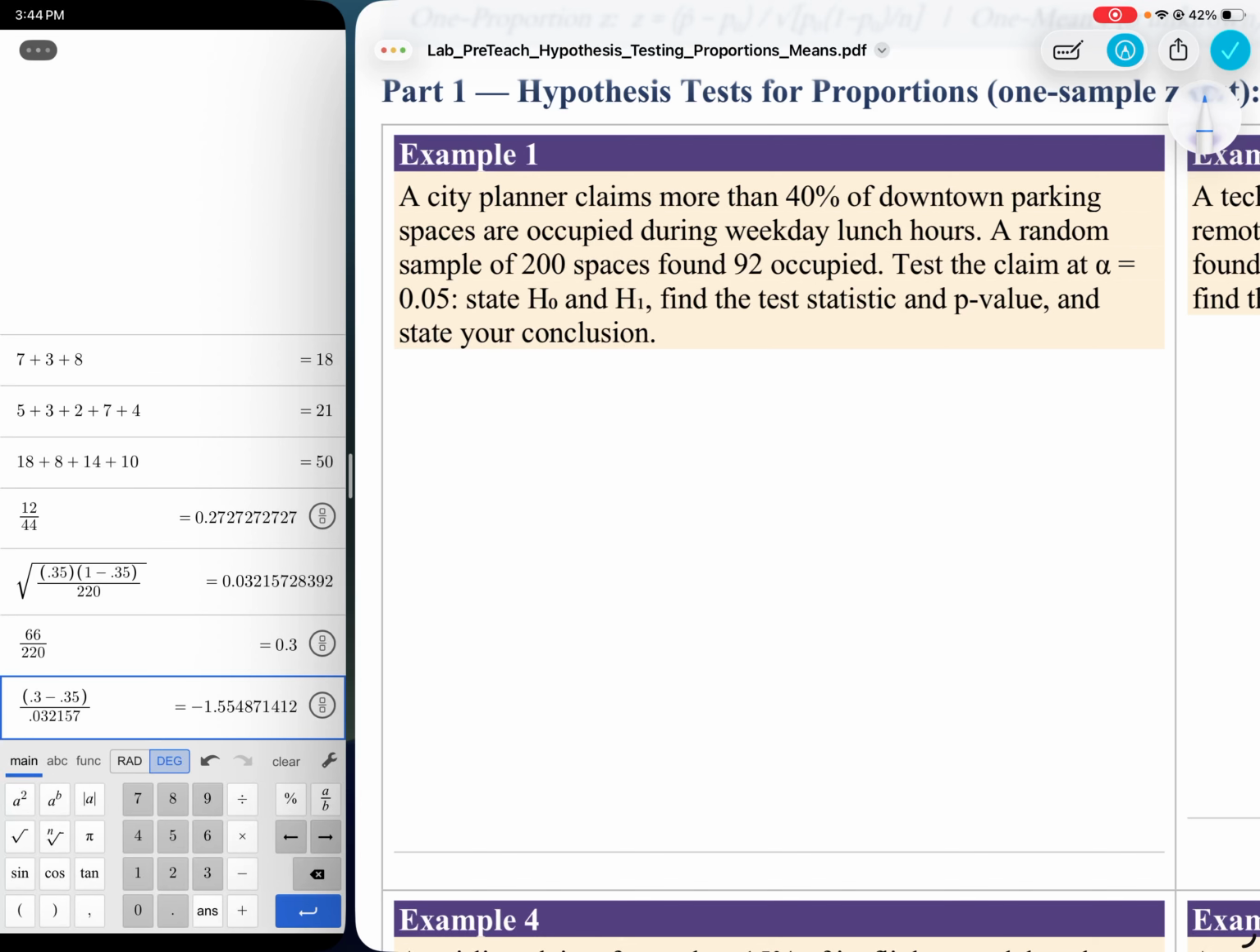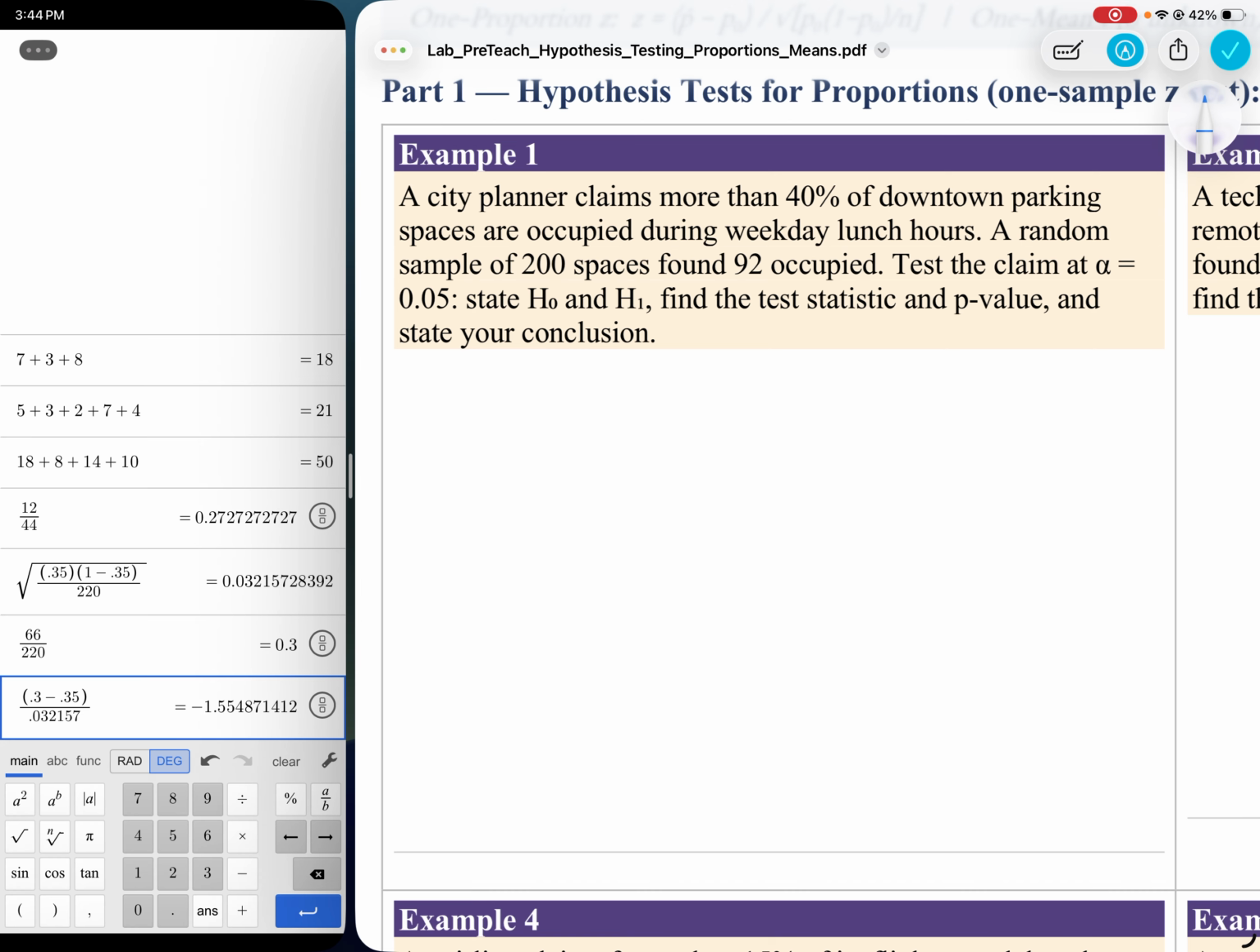Let's try some more examples. A city planner claims that more than 40% of downtown parking spaces are occupied during weekday lunch hours. So this is going to be a proportion problem because your data was given to you in percent form and it's a categorical variable, a qualitative variable. The city planner is going around and saying occupied or not occupied as they're collecting their data.